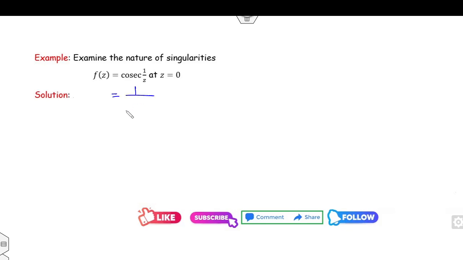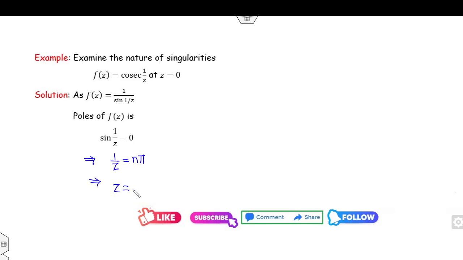Look at this one. Again, this is the cosecant. I can write it in terms of 1 over sine, and at z equal to 0, the function is infinite. That means, yes, there is a singularity. So we can find the pole by taking sin(1/z) = 0. That means 1/z is nπ, and this implies z is 1/(nπ), where n is an integer. Clearly it's a sequence, so I can find the limit point.